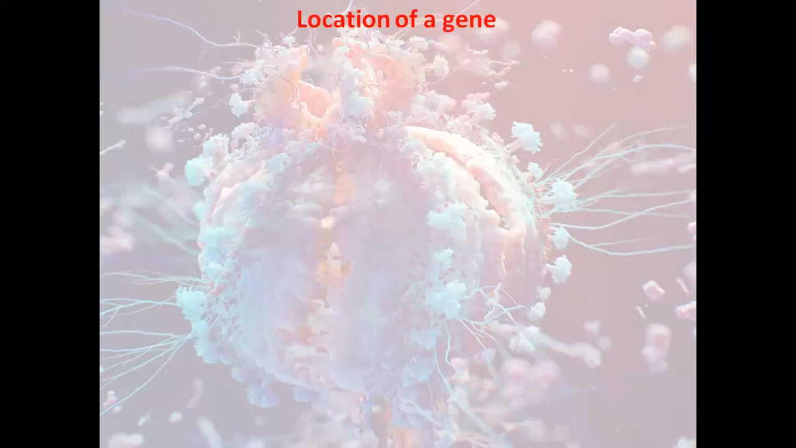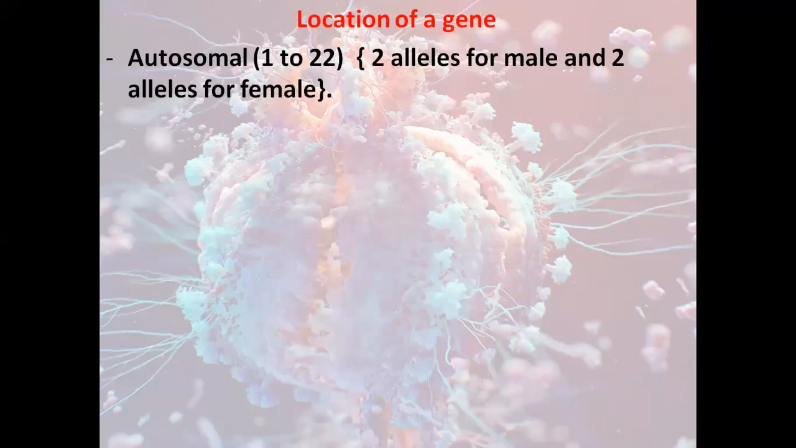Location of a gene. A gene has different locations. Either it can be autosomal. What is the meaning of autosomal? It can be on the autosomes, from chromosome number 1 to chromosome number 22, where it consists of two alleles for the male and two alleles for the female. So male and female, both of them have two alleles. It's autosomal, so they inherit one allele from the mother and one allele from the father, one paternal and one maternal. This is the case if the gene is autosomal.